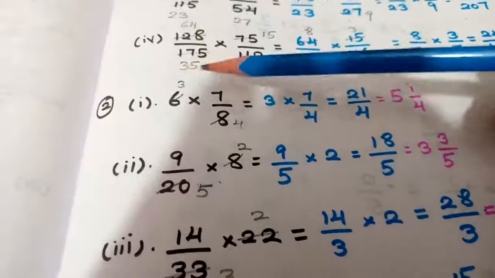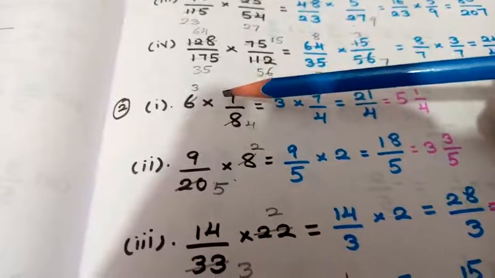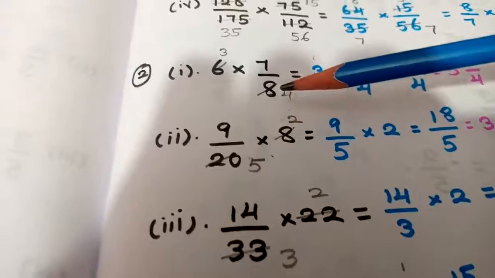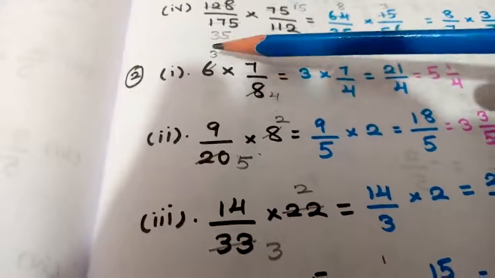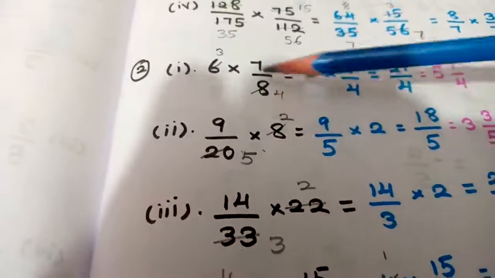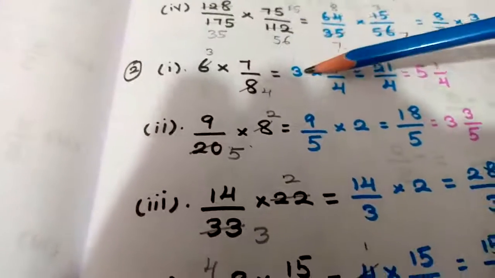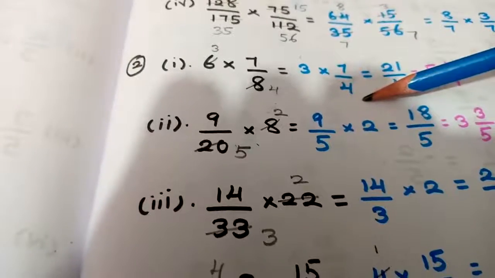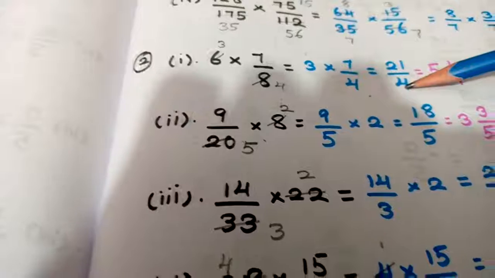Question number 2, 6 into 7 by 8. If you see here, the procedure of cancelling is one value on top and one value at the bottom. So what I am going to do is, when I am cancelling, I am going to cancel by the 2 table. That is 2 3s are 6, 2 4s are 8. After cancelling, the remaining values I am writing in this place, 3 into 7 by 4. If you see, I cannot cancel the terms, so I am going to multiply. 3 7s are 21 by 4.